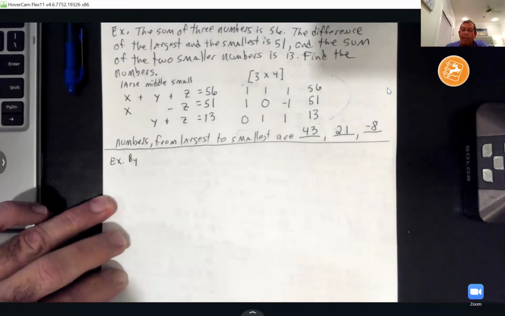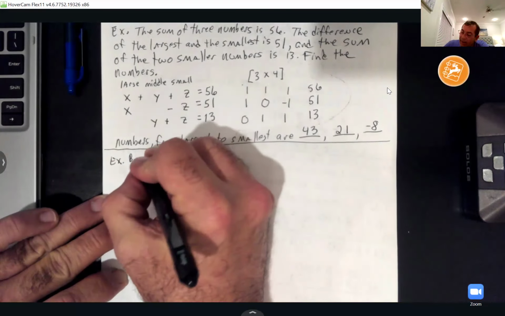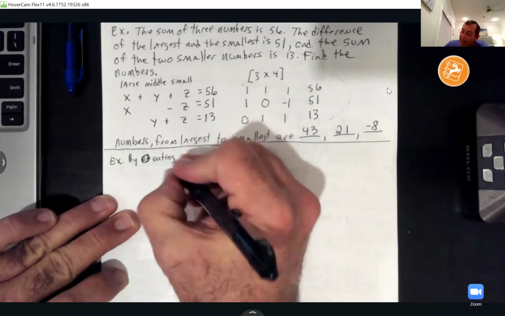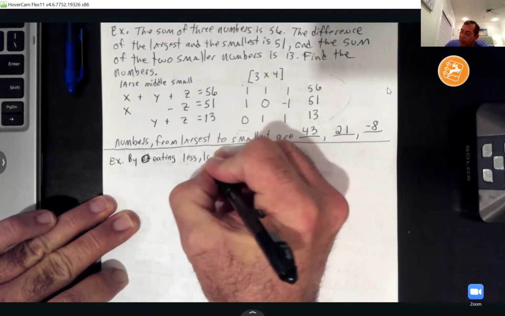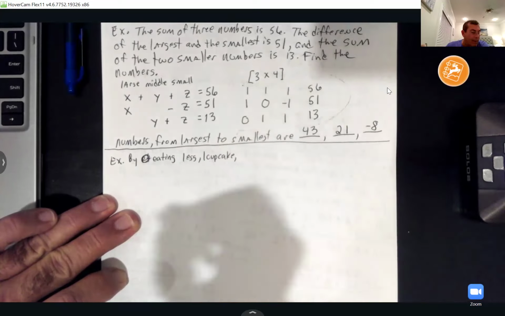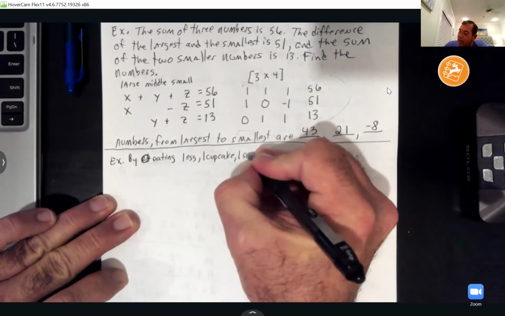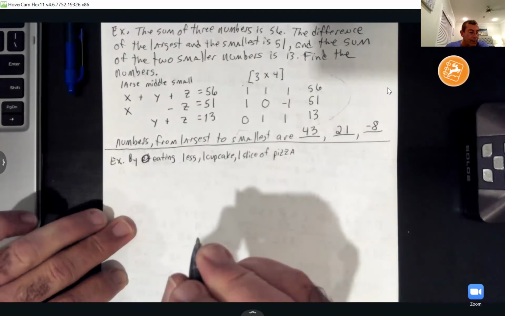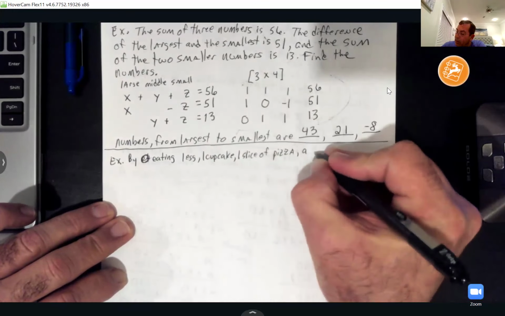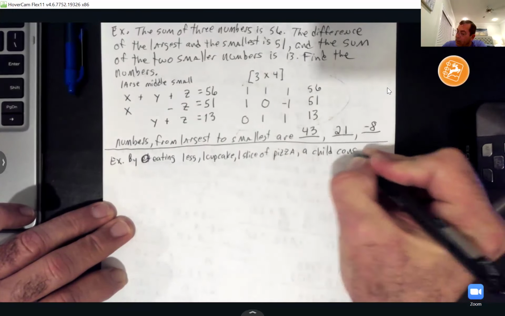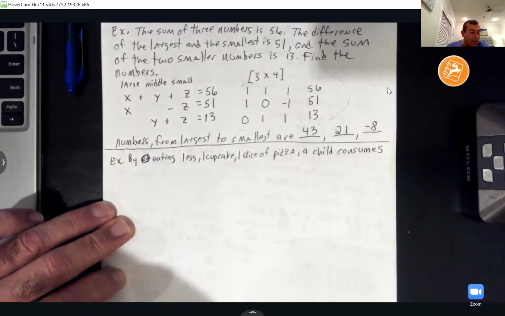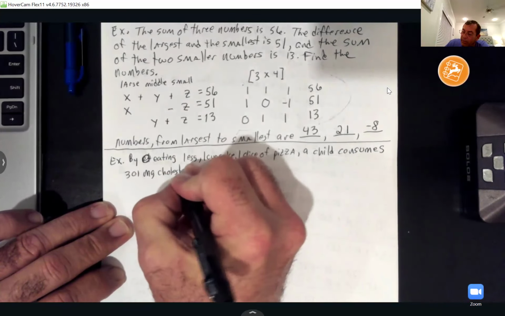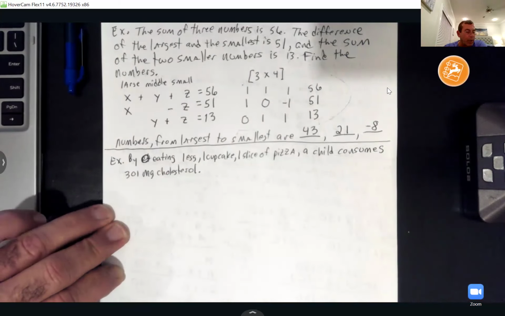So by eating 1 egg, 1 cupcake, 1 slice of pizza, a child consumes 301 milligrams of cholesterol. So that's my first equation.